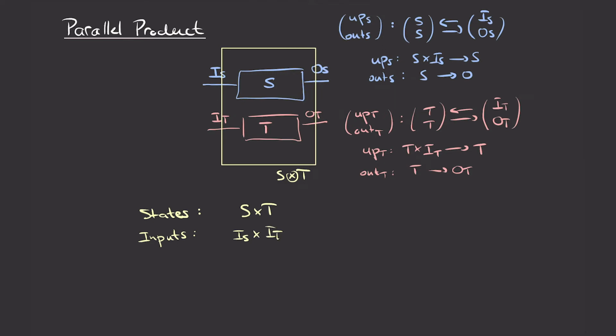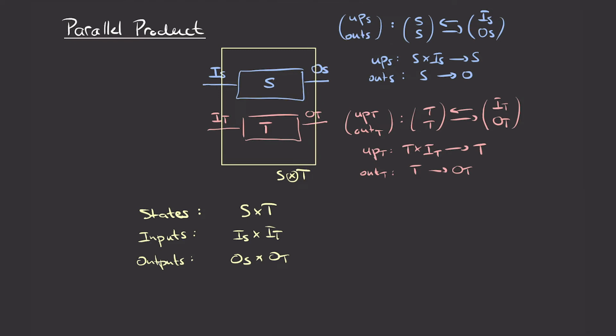Okay, so at this point the pattern should become apparent. What are the outputs to our system S tensor T? Well, it's just going to be the Cartesian product OS times OT, because this system here has 2 outgoing wires, OS and OT, and on the first wire we get an element of OS, and on the second wire an element of OT. So whenever this system outputs something, it's a pair of outputs, one in OS and one in OT.